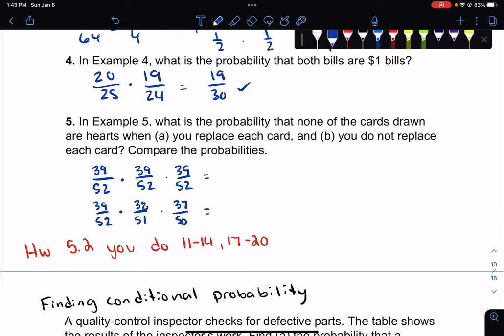5.2. I want you to do 11 through 14 and then 17 through 20. I would stop the video, go do those problems, and then come back for the next part.